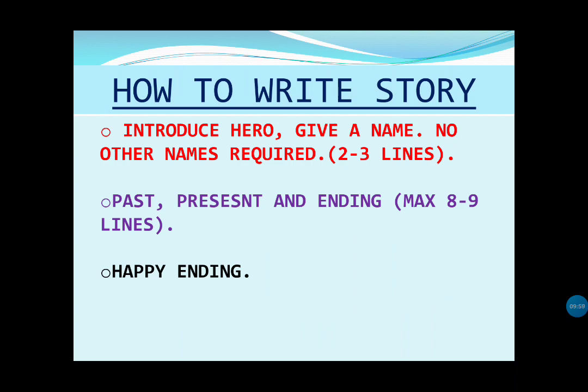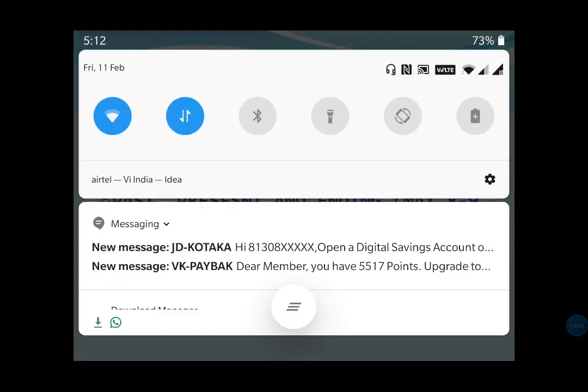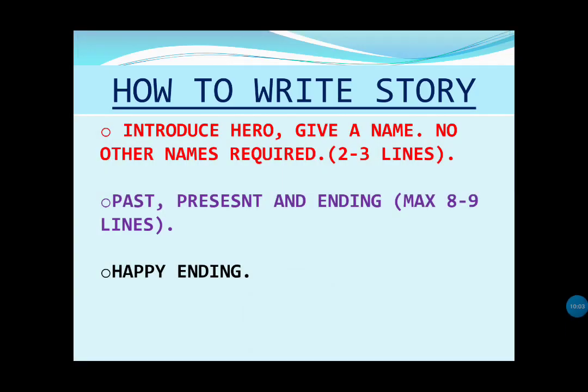Now, how to write a story? This is very important. For this I'll make another video. So, firstly, introduce the hero. Give him a name and write 2-3 lines about him. That Ram is working at SSB headquarters located in Jammu and Kashmir. His age is about 30 years and no other names are required.